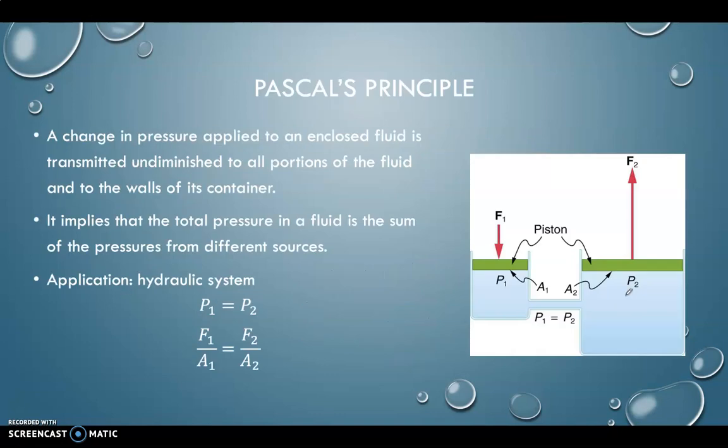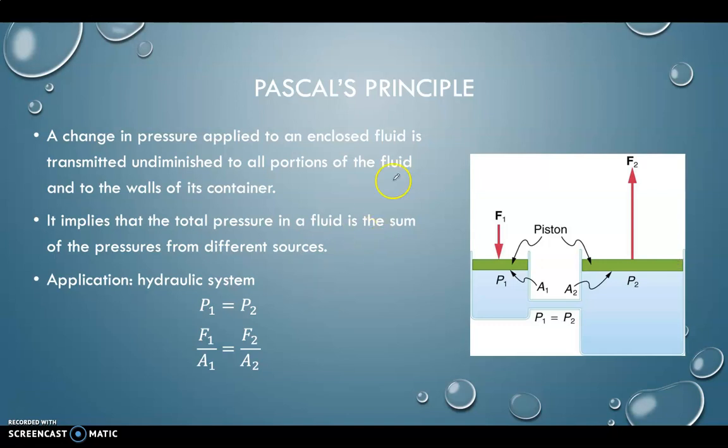Alright. So we're going to move on now to an idea called Pascal's principle. Okay? And it states that a change in pressure applied to an enclosed fluid is transmitted undiminished to all portions of the fluid and to the walls of its container. Okay? This implies that the total pressure in a fluid is the sum of the pressures from different sources.